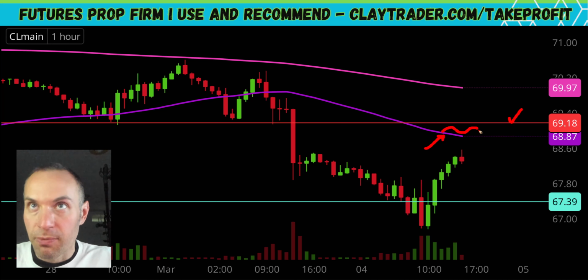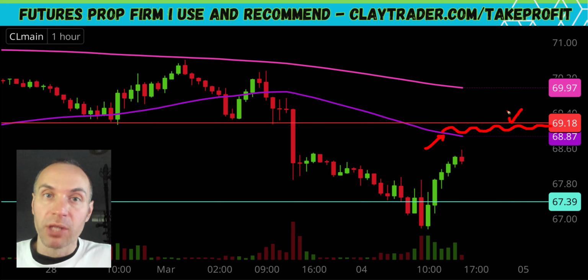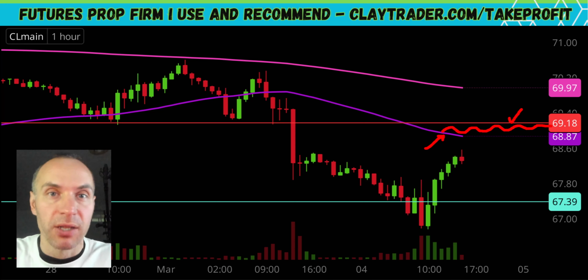So if anything, there may be a bit of a resistance zone right around here. But if the price can push up through those levels, that would certainly be a very impressive sign of strength. So we'll see what the next session has to offer.